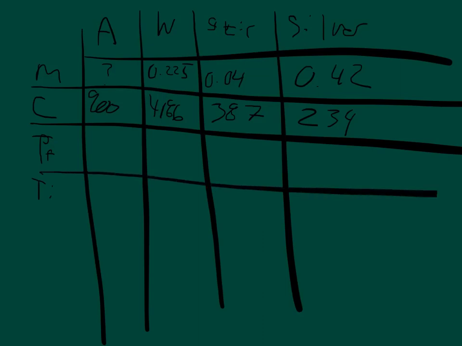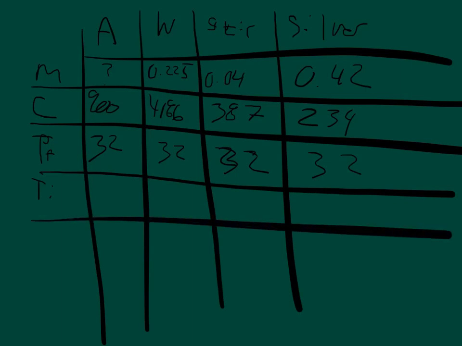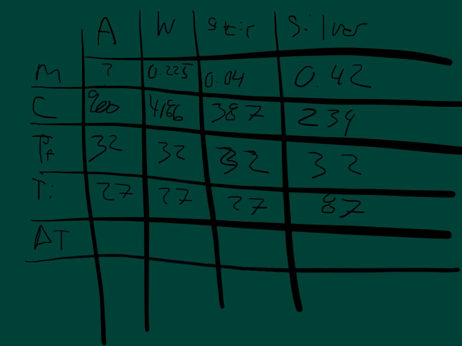Now the final temperature is easy because they all have the exact same final temperature when they come to equilibrium. They're all at 32 degrees Celsius, and so you can just write that across, 32 degrees. The initial temperatures, however, were a bit different. The aluminum, the water, the copper were all at 27 degrees initially, and then we had this hot piece of silver dropped in that was at 87 degrees. So I'm going to set up a column that's the change of temperature, and the change of temperature is 5 degrees, 5 degrees, 5 degrees, and 55 degrees.